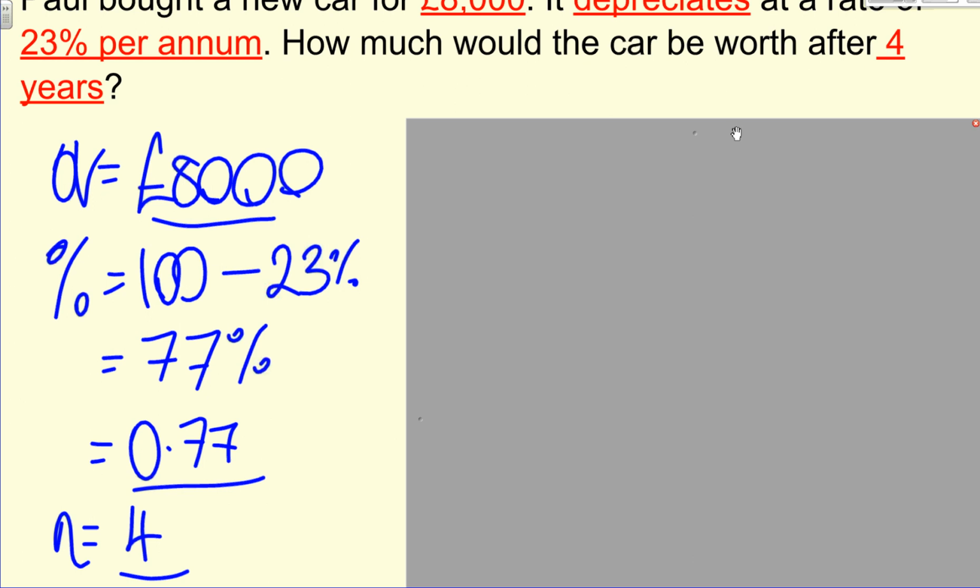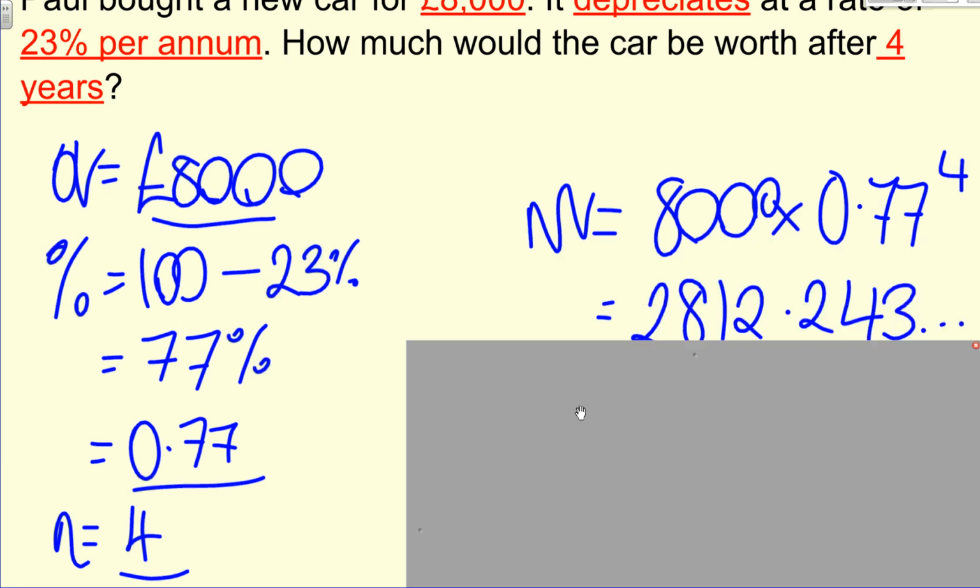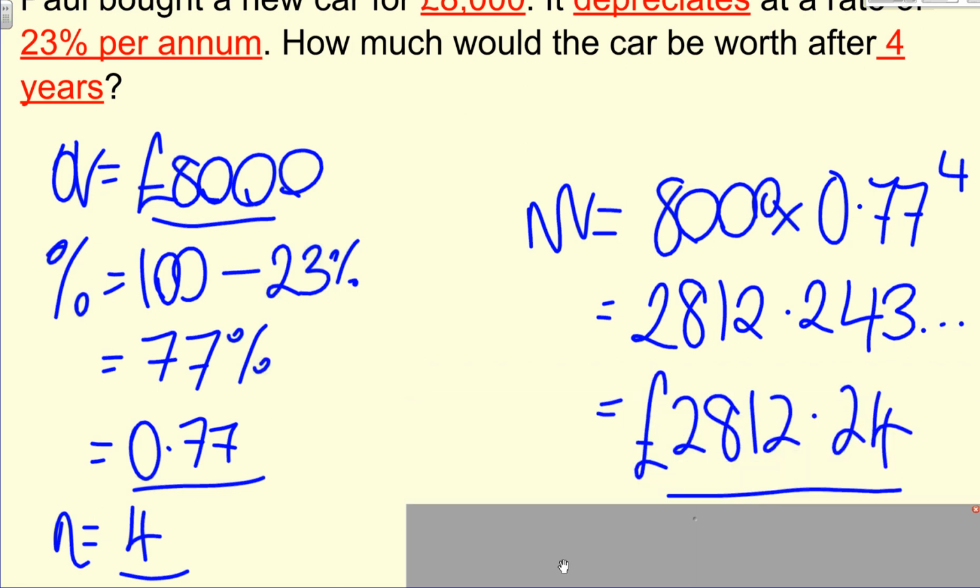Then what we're going to do is use that formula. We're doing the original multiplied by the percentage to the power of 4. 8,000 times 0.77 to the power of 4. Put that in your calculator and this is what you get. We need to do some rounding. Money's always 2 decimal places unless the question says otherwise. So £2,812.24.